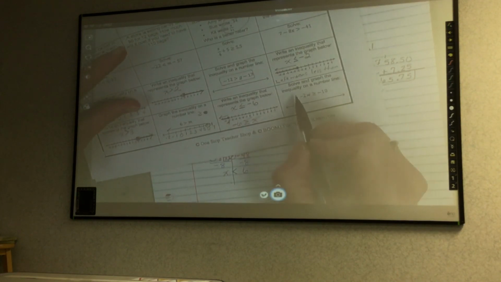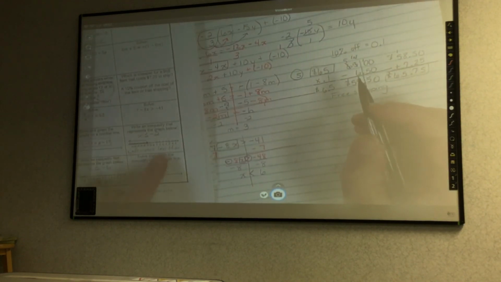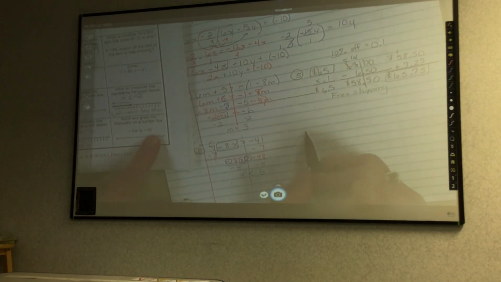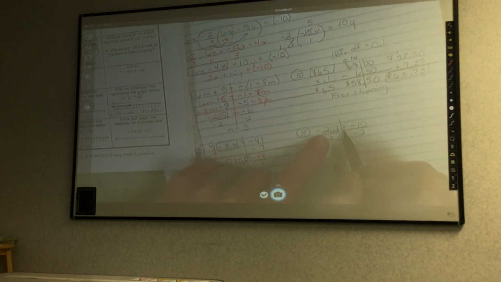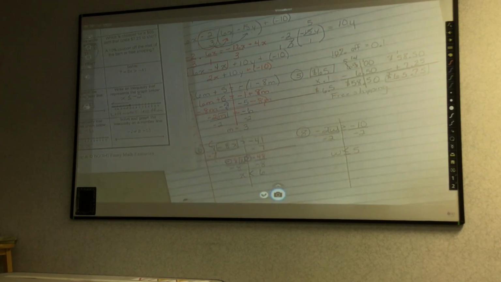Solve and graph the inequality on the number line. So I have to solve it first. Negative 2w greater than or equal to negative 10. Draw my line. I want to get w by itself, divide by negative 2, divide by negative 2. W, and 10 divided by 2 is 5, and it's going to be positive. Switch the signs. You have to switch the signs. So it's now going to be w is less than or equal to 5.